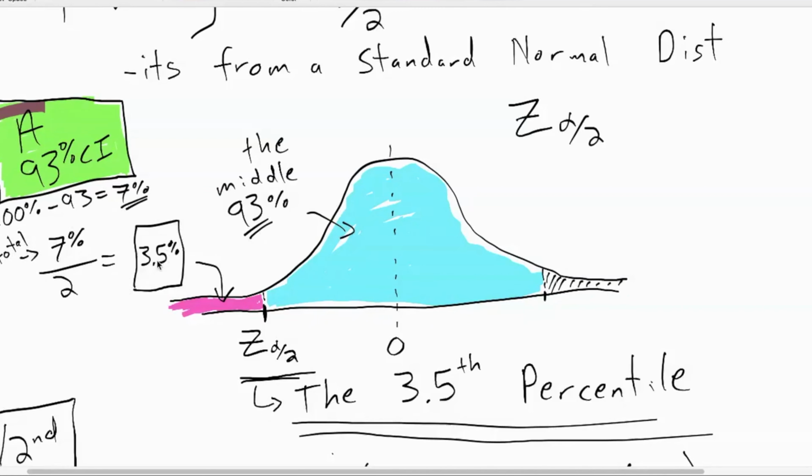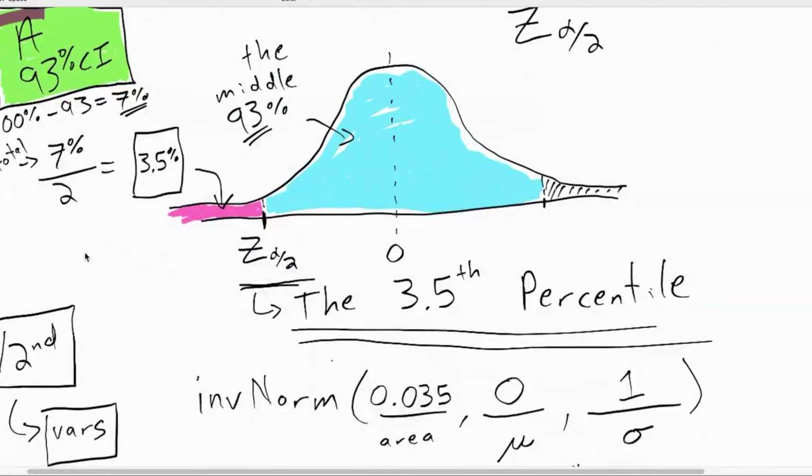Oh, okay. But you don't end up putting 7% in inverse norm, because we want the half of 7%, the 3.5th percentile, because 7% was the total area in the outsides, and there's half of that in just one side, which is how we came up with the value of 0.035 to put in inverse norm.